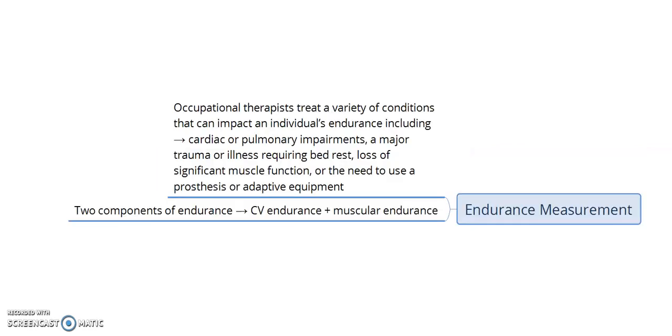Occupational therapists also need to measure endurance because we can treat a variety of conditions that can impact an individual's endurance, including cardiac or pulmonary impairments, a major trauma or illness requiring bed rest, loss of significant muscle function, or the need to use prosthesis or adaptive equipment. There's 2 types of endurance. There's cardiovascular endurance and also muscular endurance, and we need to assess both of them.